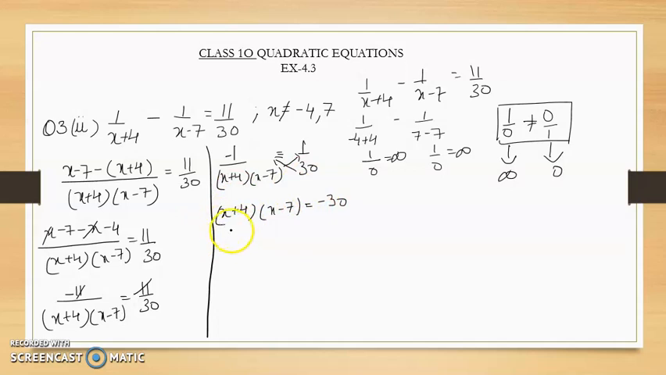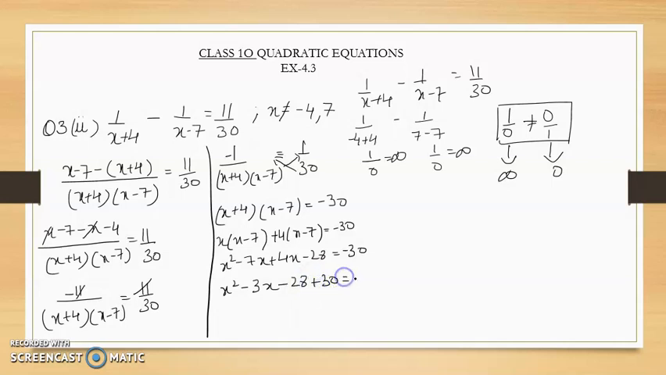Now you can solve this. So how do you solve this? X multiplied by x, then this x multiplied by minus 7. So x multiplied by x minus 7 plus 4 multiplied by x minus 7 is equal to minus 30. Solve this. X square minus 7x plus 4x minus 28 is equal to minus 30. So x square minus 3x minus 28 plus 30 is equal to 0. Followed students? Simple calculation. So minus 28 plus 30, plus 2, is equal to 0.